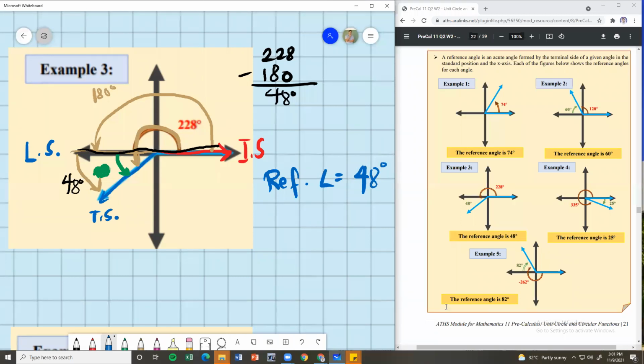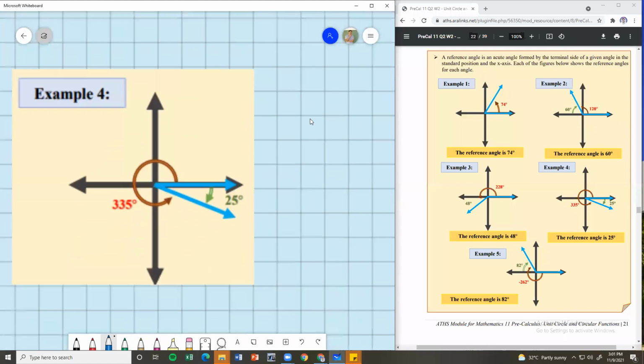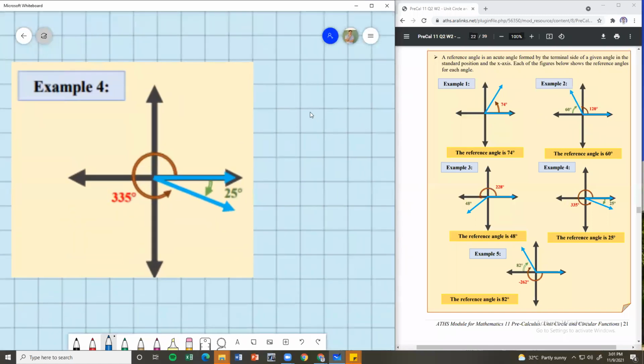Can you follow? Show a reaction if you understood that process. Show a reaction, please. Very good. And of course, this one. Okay, eto. Siyempre, tatakpan ko muna to. Di nyo pa alam ito. Okay. Now, look at this. I want you to analyze this. This is our initial side, and this is our terminal side.